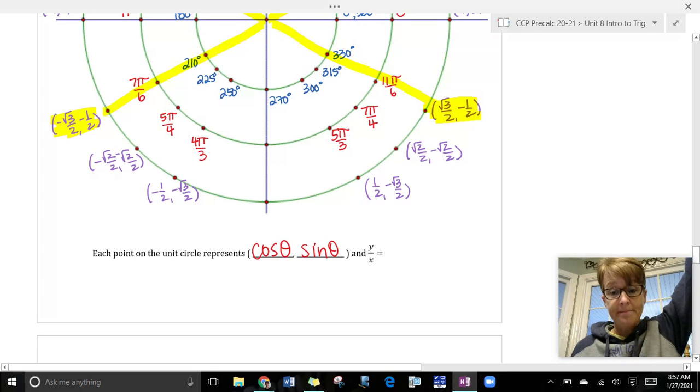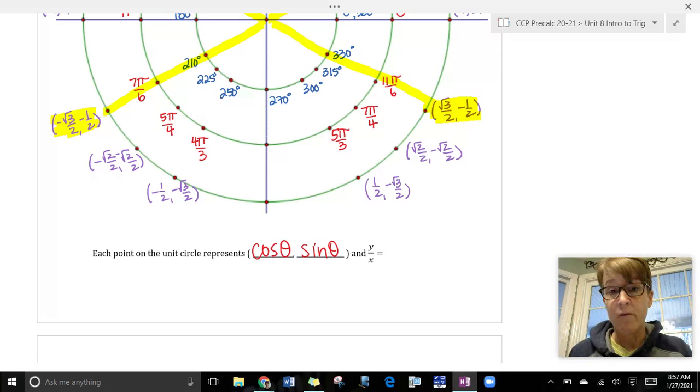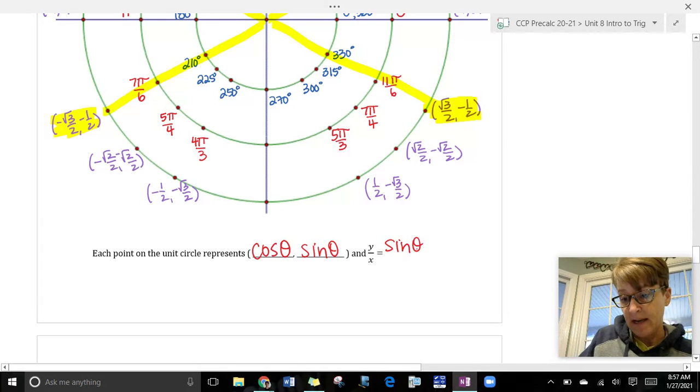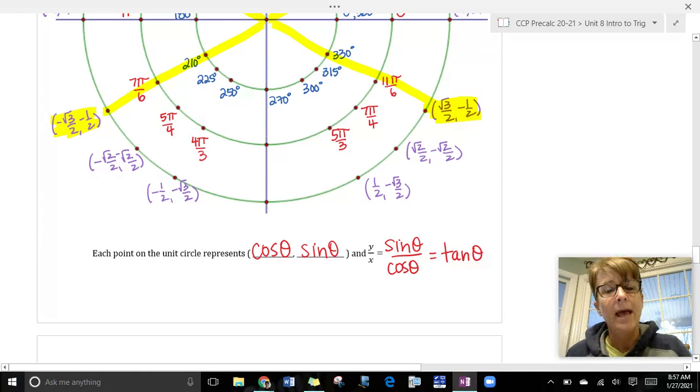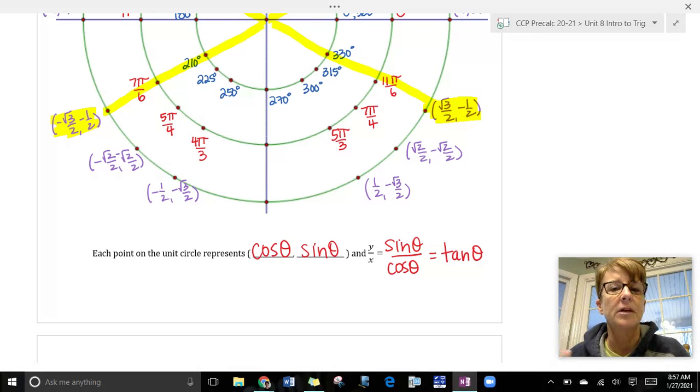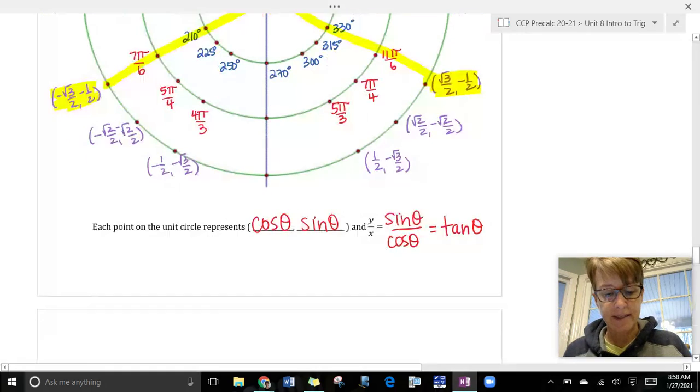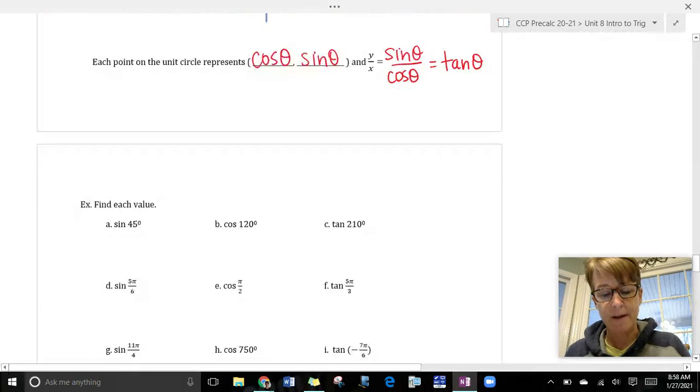That's y. When we take the ratio of y over x, or sine over cosine, I want to write that in there also, that is the tangent of our angle. Tangent is really just a slope. So if you know slope, which is rise over run, that's just y over x, that's tangent. Okay, so let's go ahead and use this. I would like to find each value.